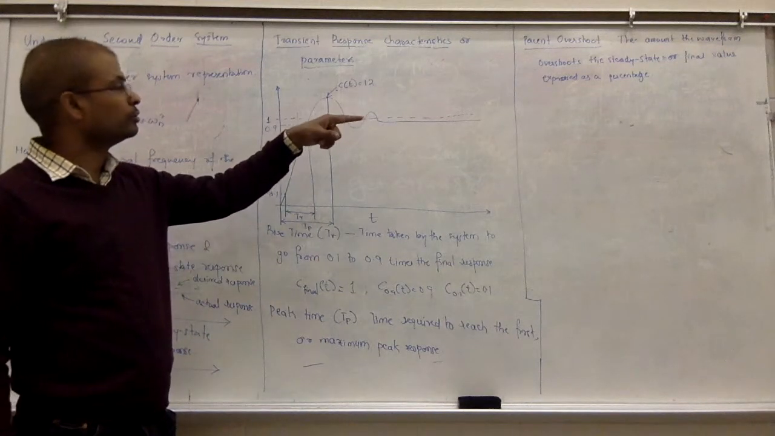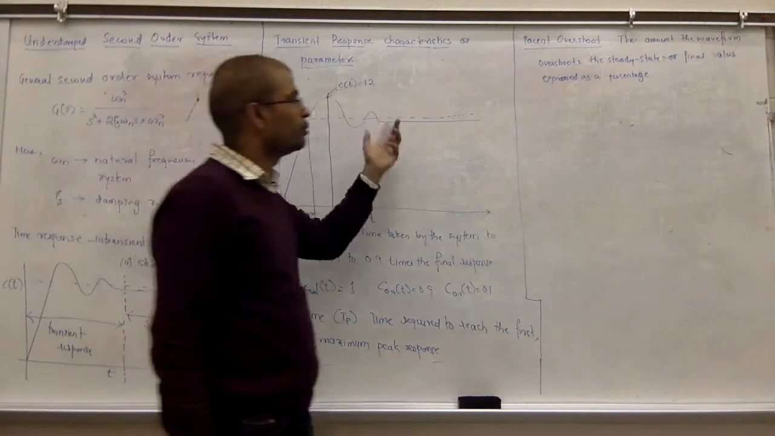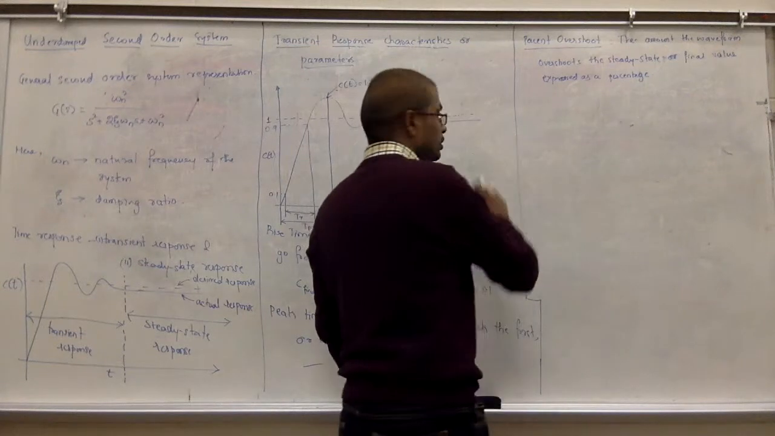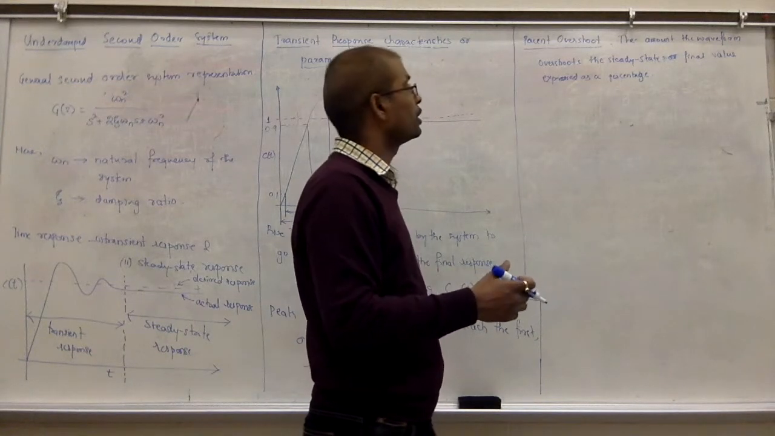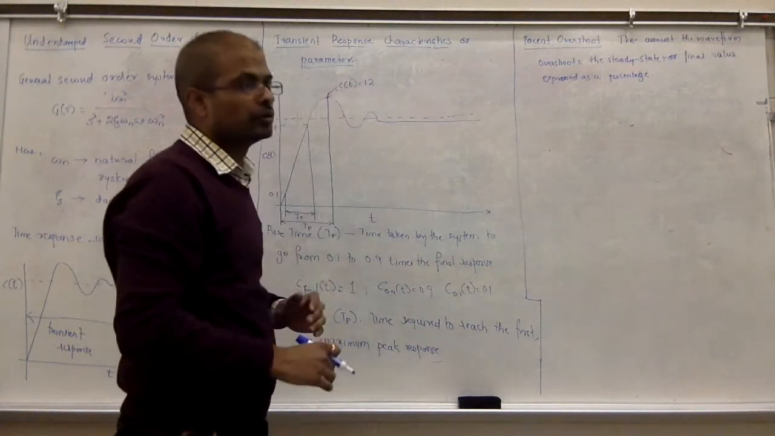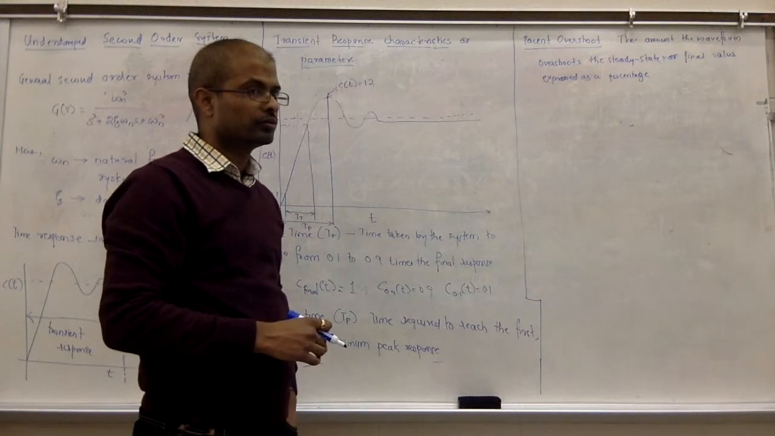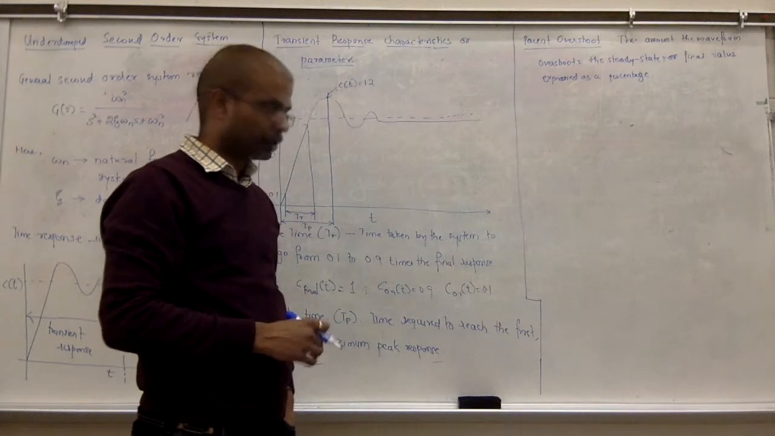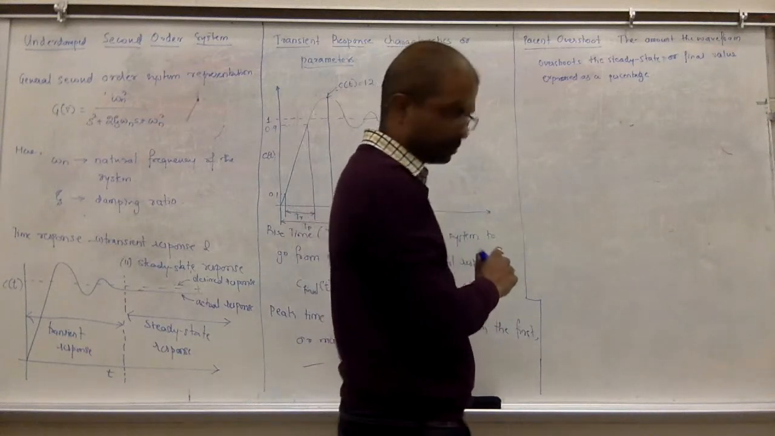Compared to the final value. What is the final value? 1. So the percentage overshoot is not 1.2, it's 20% more. So basically, we subtract those two values and convert that to a percent. Okay, so here this is the percentage overshoot. And the next one is settling time.